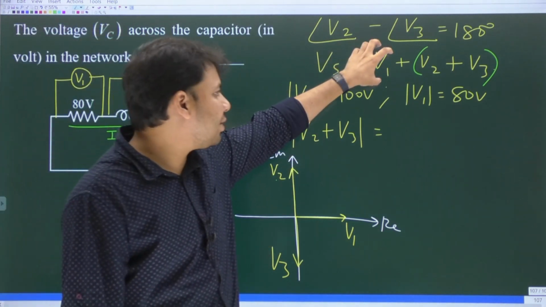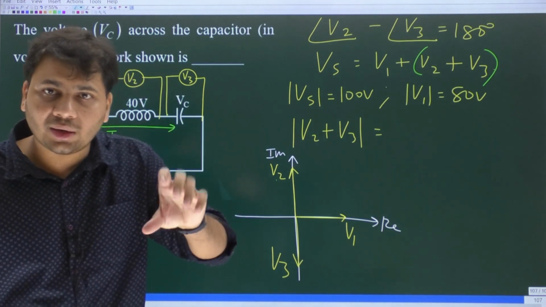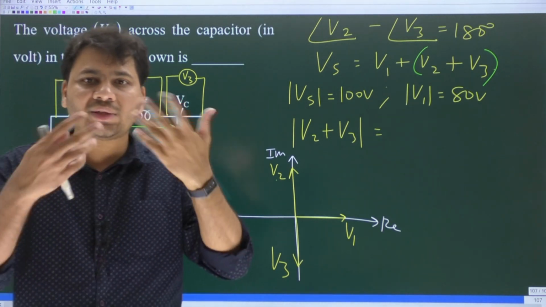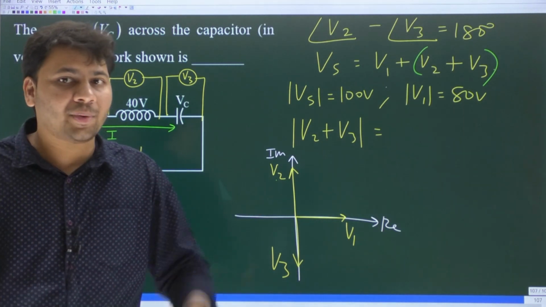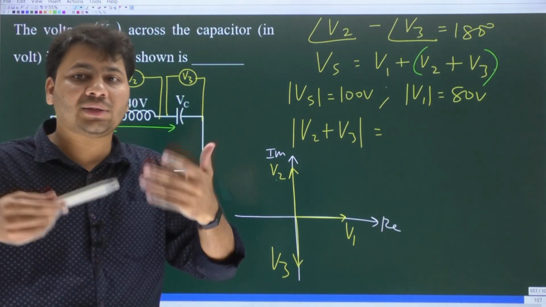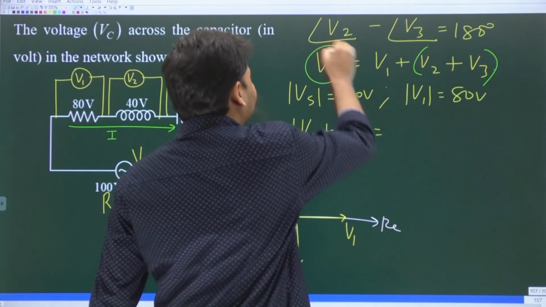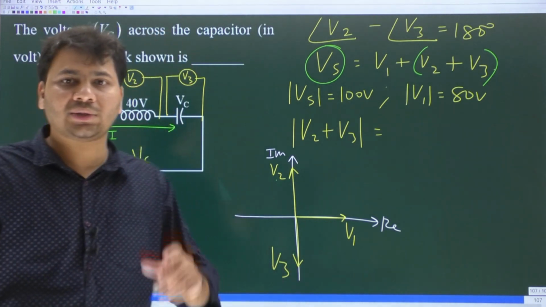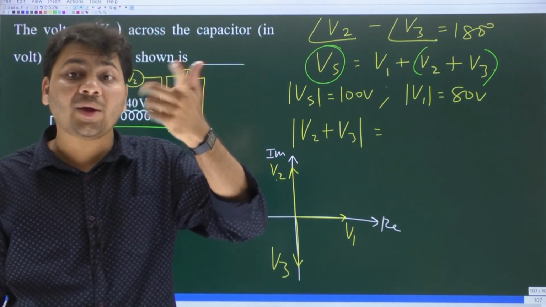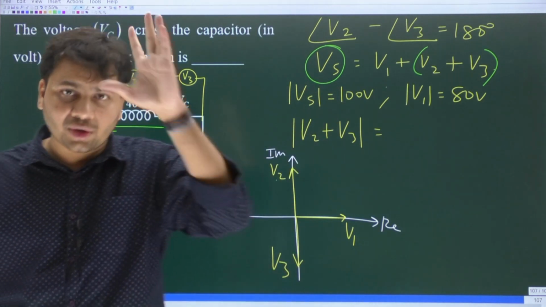So if you are adding V1 and V2 plus V3, listen carefully. Is it not like adding two perpendicular phasors? If you are adding two perpendicular phasors, then what is the resultant phasor? Is it not Vs? Yes. So the resultant phasor is like the hypotenuse. So what is the length of the hypotenuse?